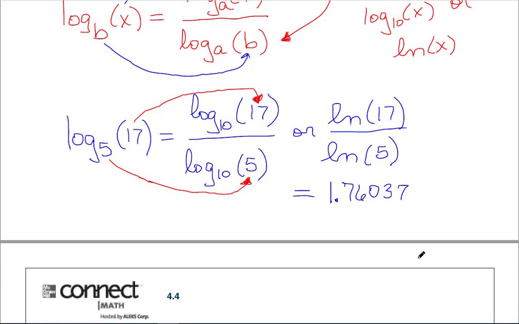Now if you're wondering, how do you know if that's right or not? Well, there is an easy way to check. Log 5 of 17, we believe is 1.76037. Well, the way to check is take 5, raise it to that number as an exponent, and see if you get something that's almost 17. It'll probably be something like 16.99 or 16.98, and that's because I didn't write down all of the decimals.